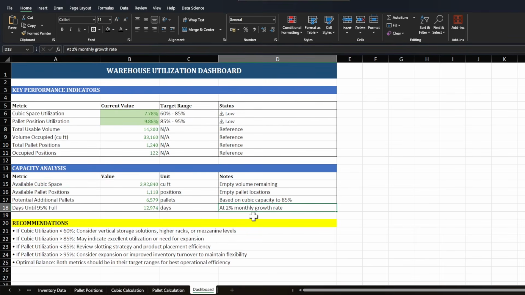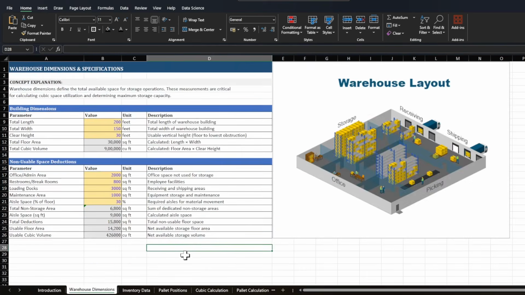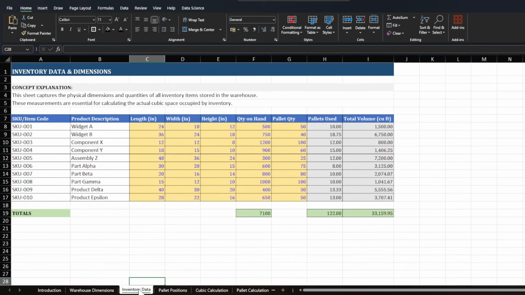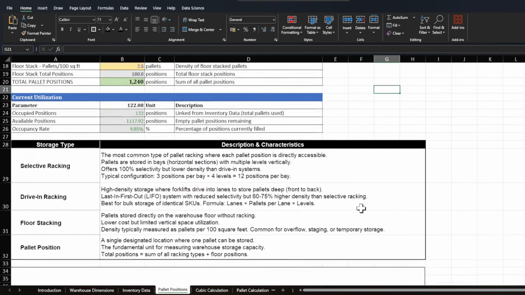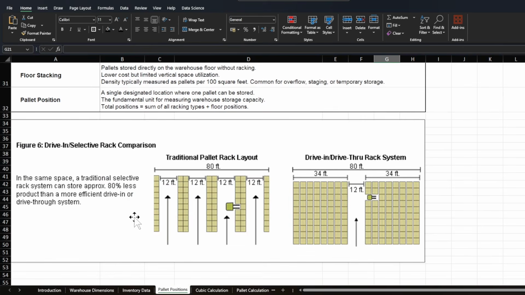If the warehouse inbound material grows by 2% monthly, then in how many days will you reach 95% of your capacity occupied? We will also check how you can put in warehouse dimensional data, then the data of each inventory item, then the data of your pallet positions and your racking configuration. We will discuss various storage types. We will also check what different rack systems you are using.